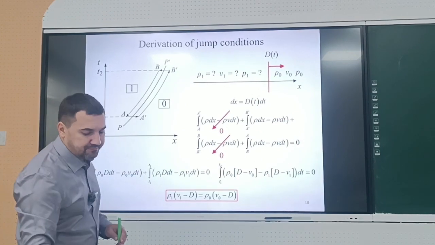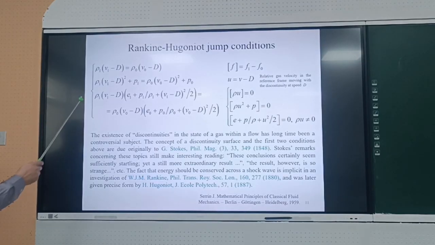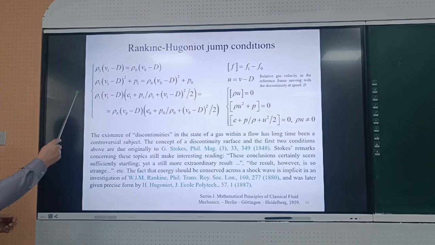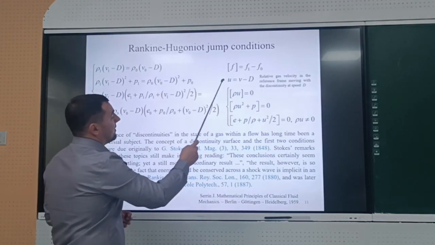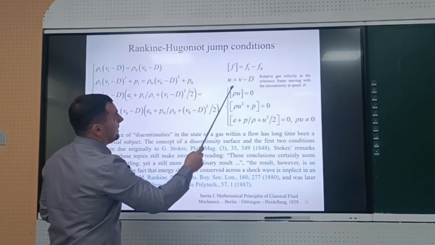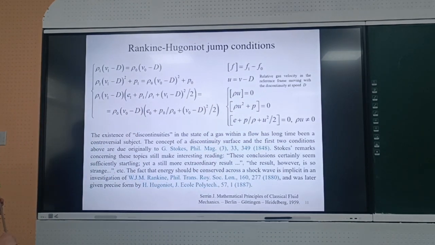And we can do just the same manipulation for the momentum conservation law and energy conservation law, and obtain the corresponding jump conditions. So nowadays, these three equations are known as the Rankine-Hugoniot jump conditions. Often, the following notation is used. First of all, the variable U is introduced: U equals v minus d, the relative gas velocity in the reference frame moving with the discontinuity at speed d.